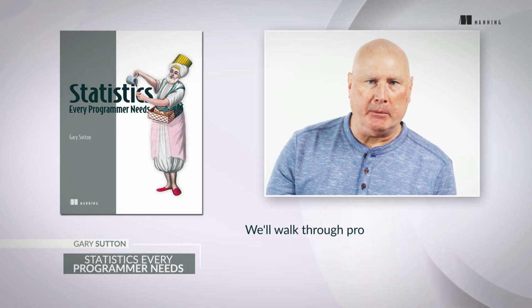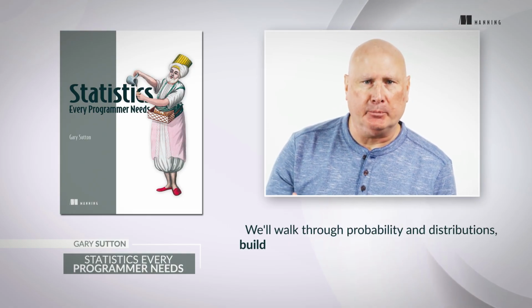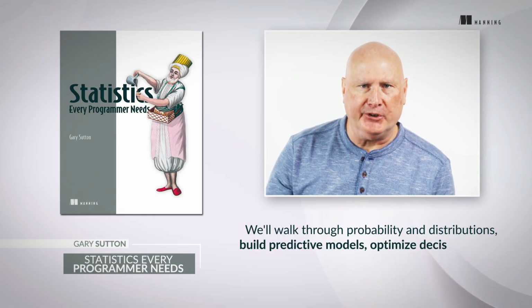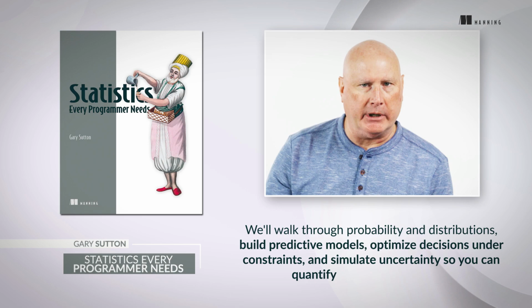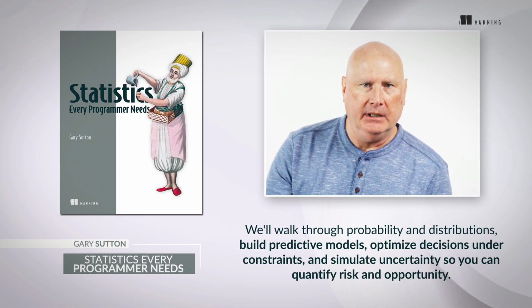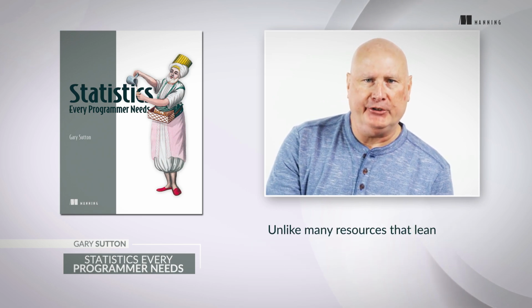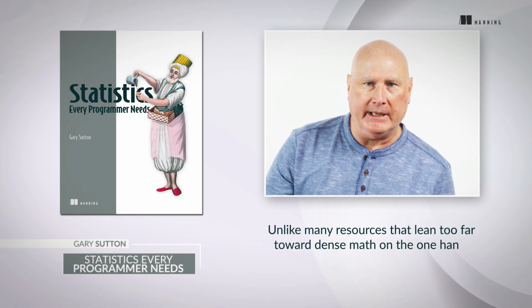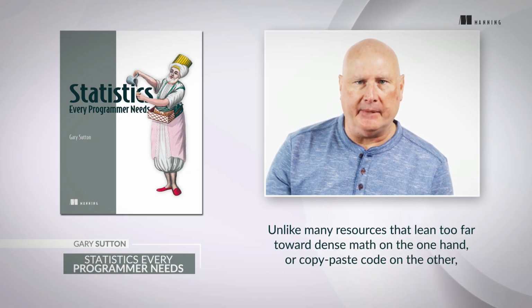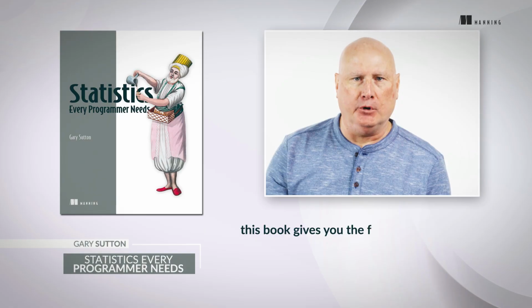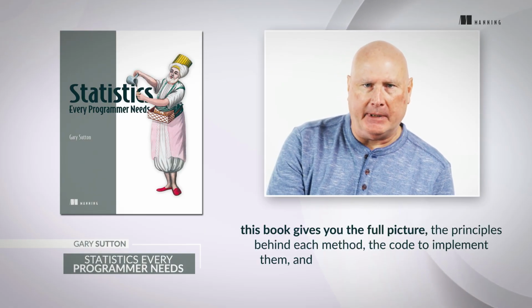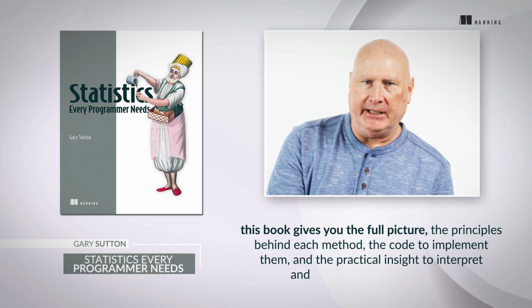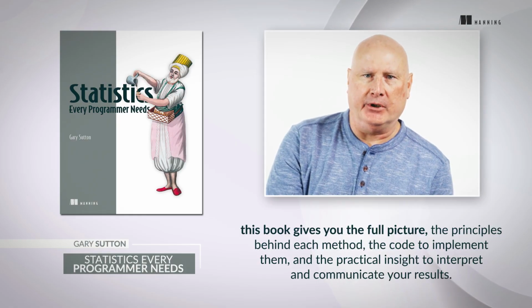We'll walk through probability and distributions, build predictive models, optimize decisions under constraints, and simulate uncertainty so you can quantify risk and opportunity. Unlike many resources that lean too far toward dense math on the one hand or copy paste code on the other, this book gives you the full picture: the principles behind each method, the code to implement them, and the practical insight to interpret and communicate your results.